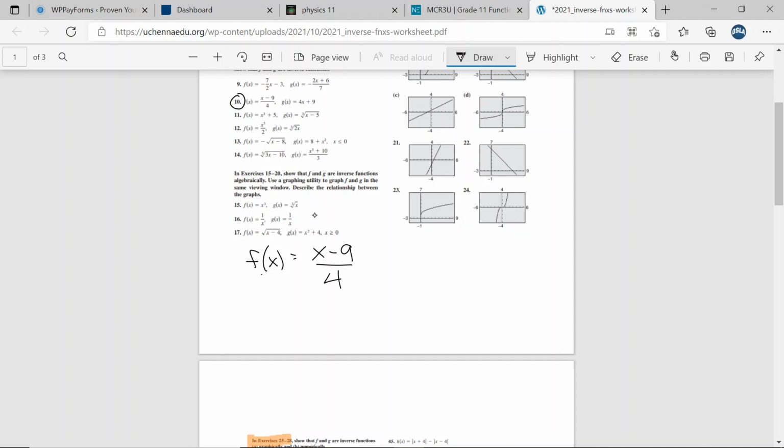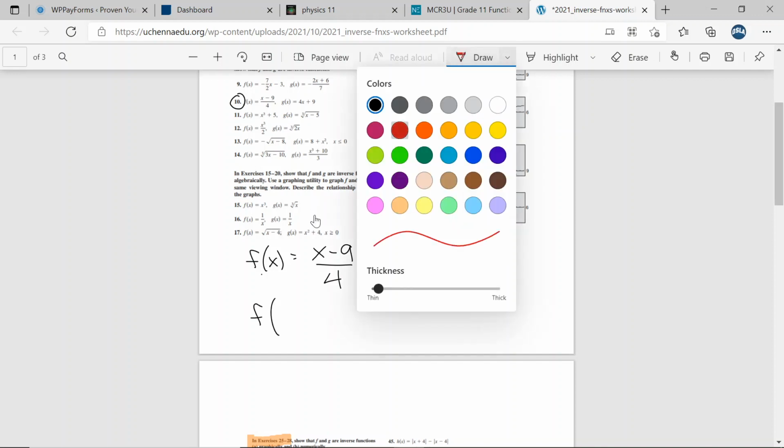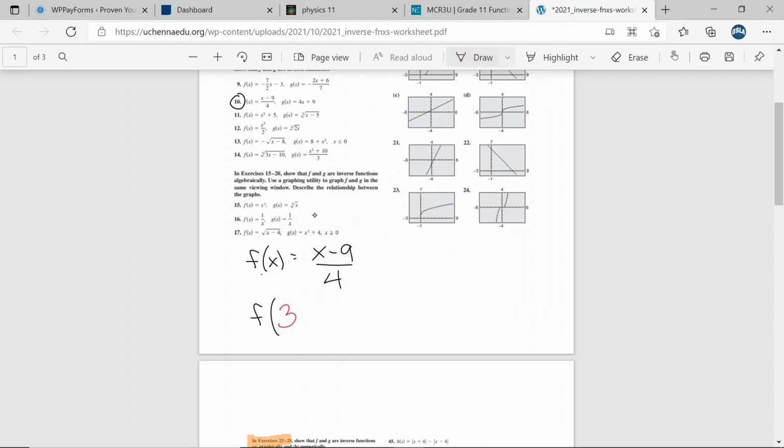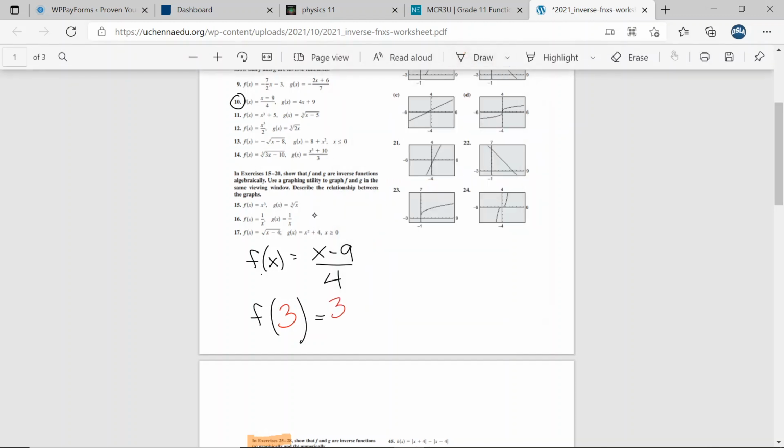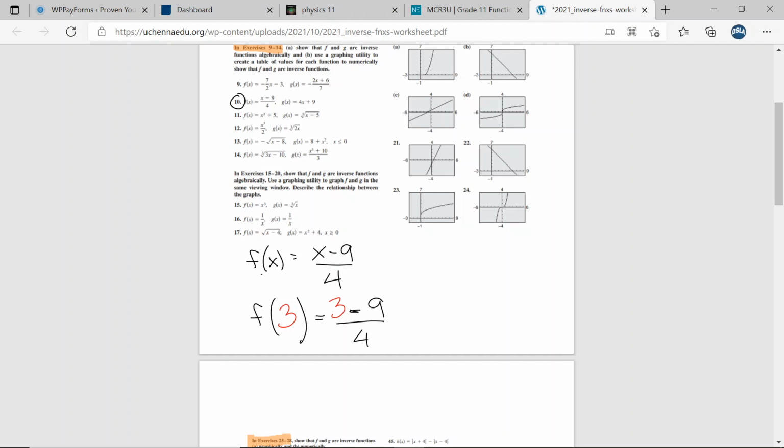So I could, in fact, try to find f of, let's say, 3. What am I supposed to do when I ask you to find f of 3? Well, I'm really asking you to replace every single x, and in this case I only have one x, with 3. And then go ahead and solve. So f of 3 would be equal to 3 minus 9, which is -6, over 4. And that's really -3 over 2. That's how I solve it. So the method is always the same. When you're given a value to find, you replace x with that value.